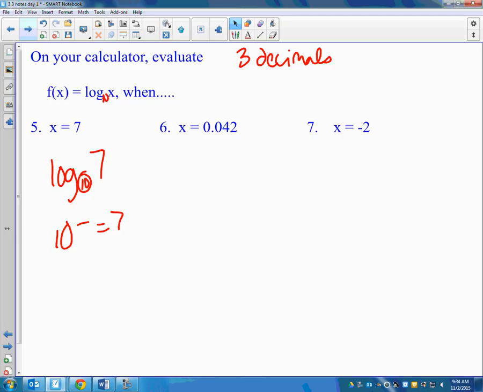Anybody else have a calculator? All right, they're good to go. So do these real quick. Plug these in and see what you get.